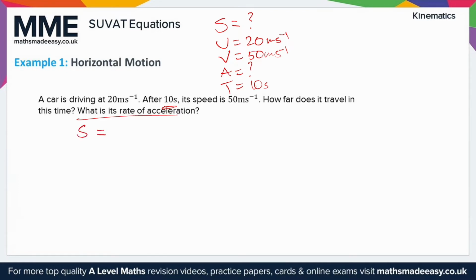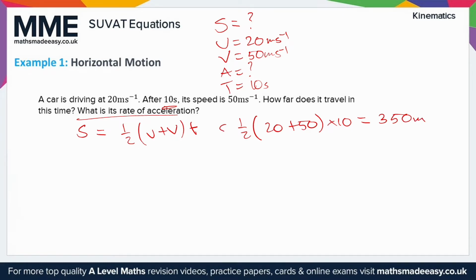So let's use s equals a half (u plus v) times t, and then just sub in what we know. So we're going to have half times (20 plus 50) times 10. Okay, and working this out, you can obviously use a calculator if you like, but this just gives us 350 meters. Okay, so we found s now, so that's the distance it traveled. It traveled 350 meters. We now need to work out the acceleration.